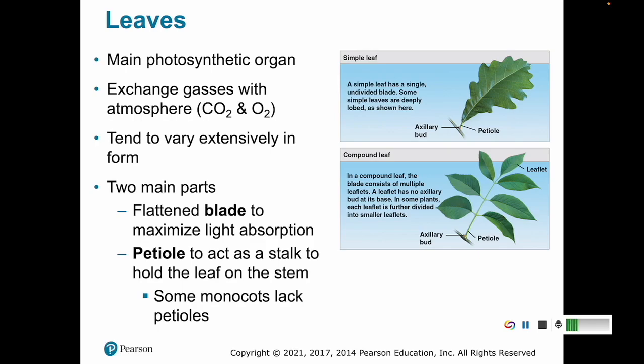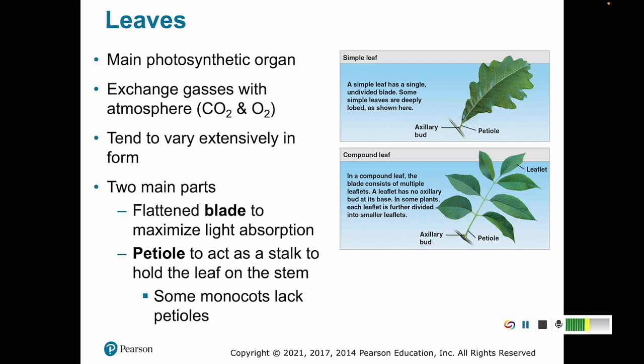Then leaves. Leaves are the main photosynthetic organ. So to do that, they need to be able to absorb sunlight. So they are usually positioned where they can absorb sunlight. They also need to exchange gases with the atmosphere. So they have to bring in carbon dioxide to perform photosynthesis. Then oxygen is a waste product of photosynthesis, so that has to be sent back out.